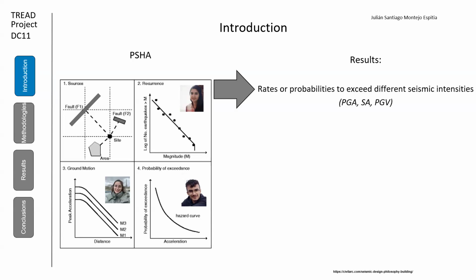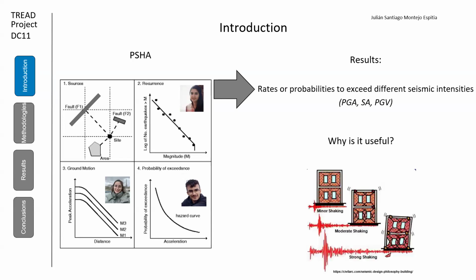But the problem here is, okay, we estimate the rates and probabilities to exceed different seismic intensities in terms of PGA, SA, PGV, or whatever you want. But why is this useful? We need to use the shaking intensities and the probability of exceedance to reduce or mitigate the risk. So there are examples of how to use the results. For instance, we can estimate the risk, we can see how to mitigate the risk, or we can use the PSHA to estimate the seismic demand to design new buildings.